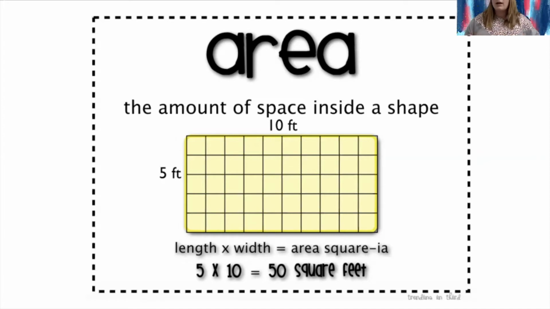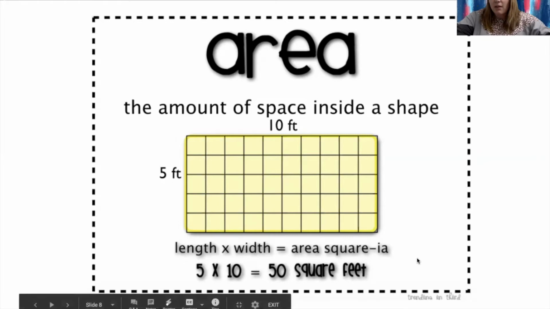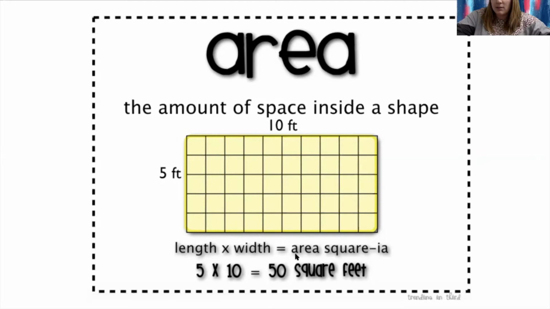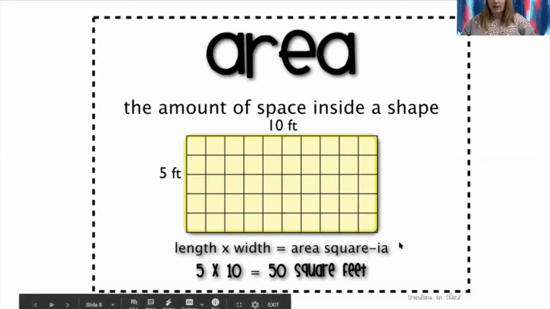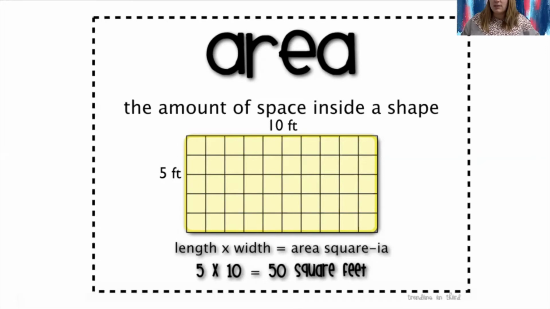We're now only dealing with two-dimensional shapes. To find the area of a square or rectangle, we're going to use the formula length times width, which will give us our area in square units, whatever the dimensions are. If you look right here at the bottom, it's length times width for the area of a square or a rectangle. I'm going to show you some examples now.